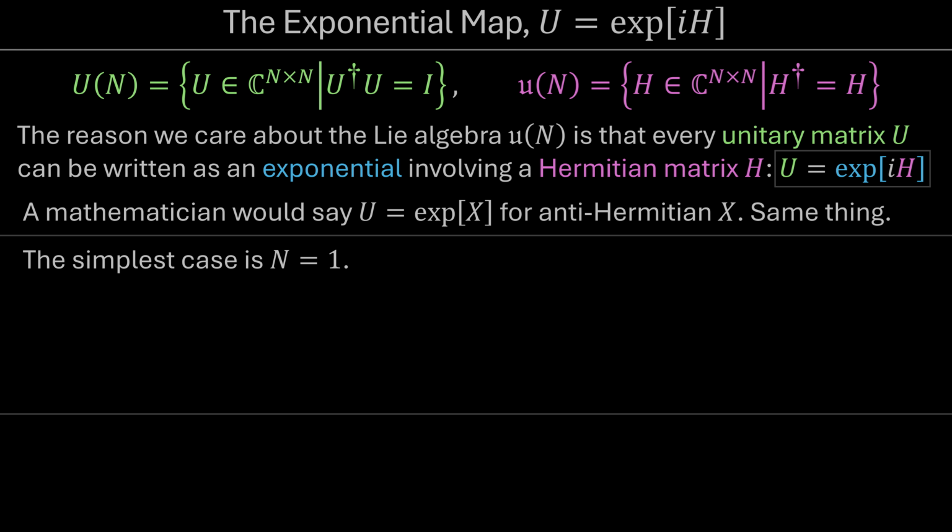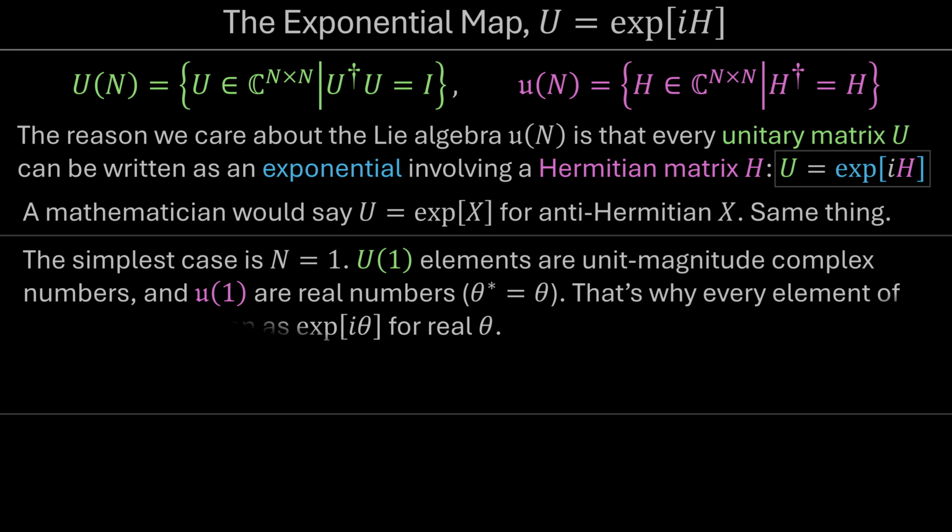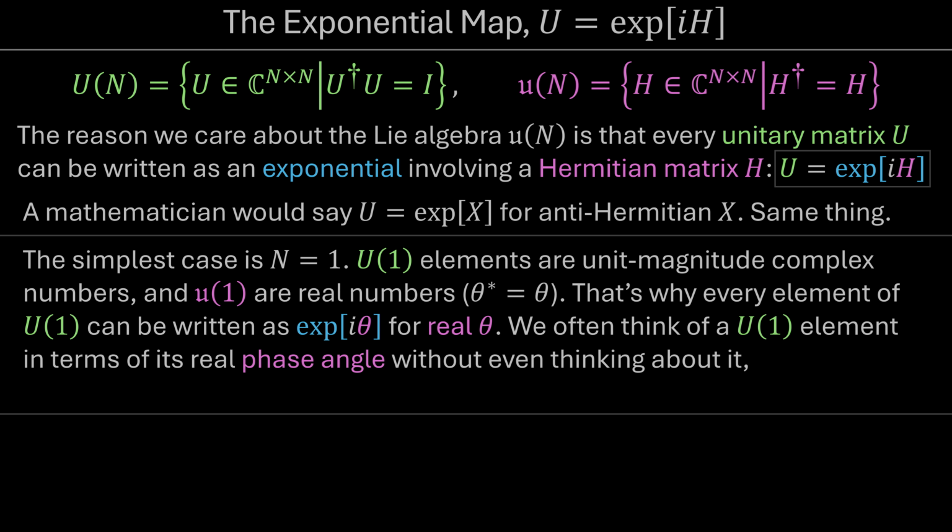Now, as we've talked about, the simplest case is when n equals 1, because U1 elements are just unit magnitude complex numbers, and the Lie algebra of U1 is just the real numbers, because the complex conjugate of a real number equals itself. And this concept is very familiar to us because we often write U1 elements as e to the i theta without even really thinking about it. When you're learning about complex numbers, you sort of take it for granted that you can write a complex phase angle as e to the i theta. That's already baked into your intuition if you have some experience with this kind of math and physics.